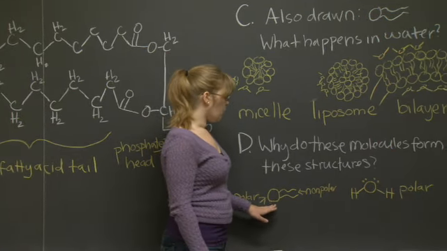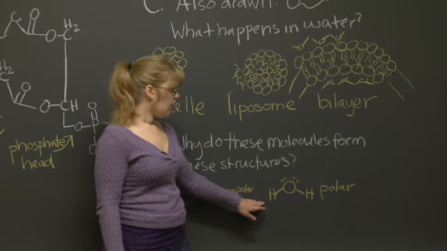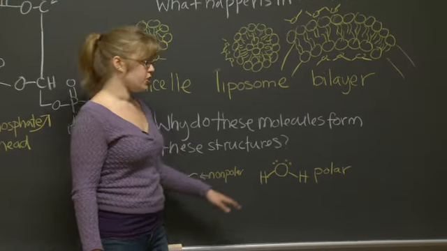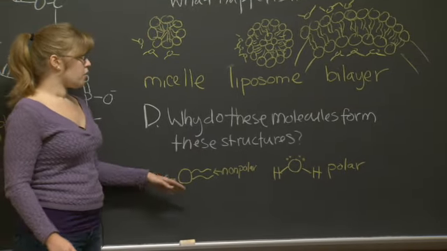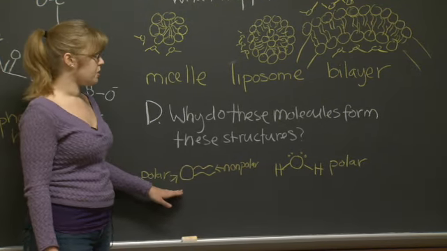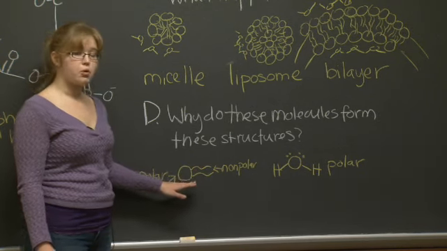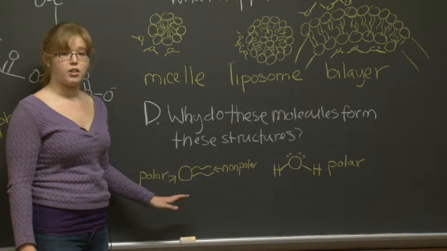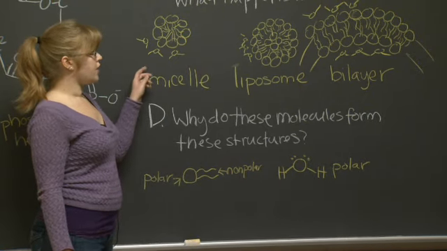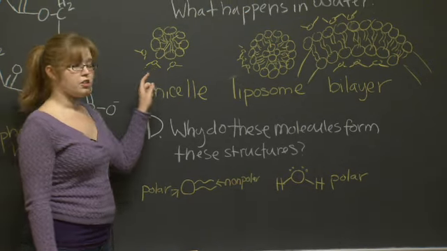And if you look at water, water is a polar molecule as well. It has two polar bonds to hydrogen. The reason that they form these structures is because the polar heads of the phospholipids want to interact with polar water, and the nonpolar tails of the phospholipids do not want to interact with the polar water. So they have to find conformations in which the tails are hidden from water and the heads are exposed to water.